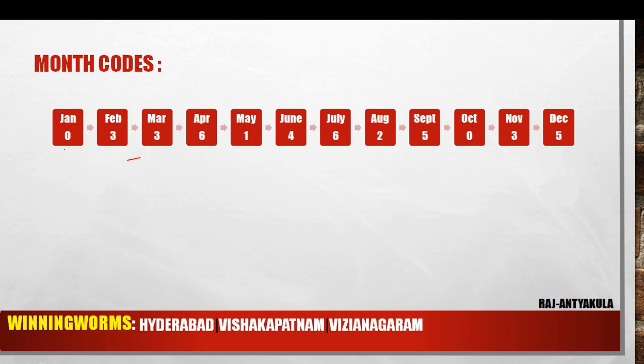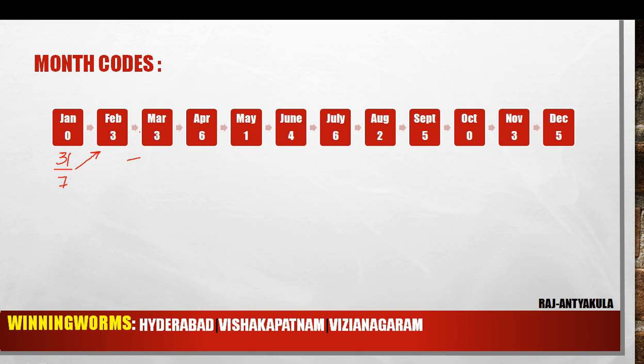Okay. Now, before starting the month of February, what happens? January has 31 days and it has 0 odd days. So the month code of January is 0. So 31 divided by 7, what is the remainder? 3. So 3 is the month code for February.